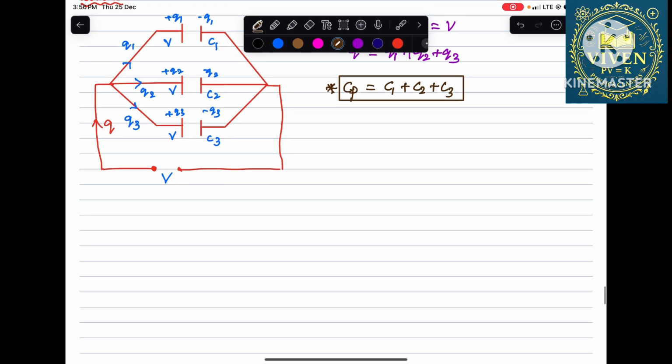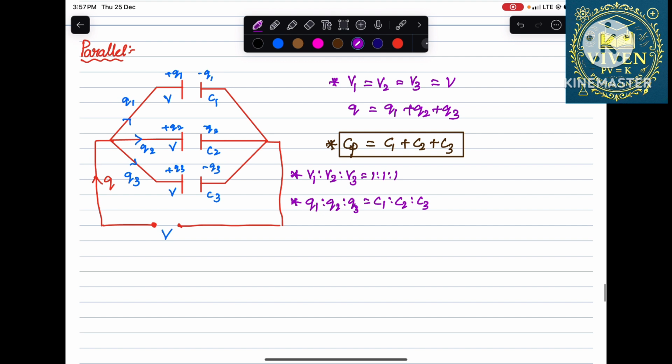And here also there are some important note points we can list out whenever you need. Your voltage ratio will be the same, 1:1:1, and the charge ratio is going to be C1:C2:C3. And for individuals, I require the individual charge.